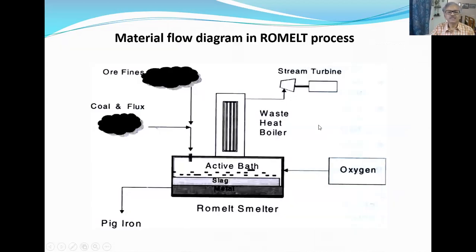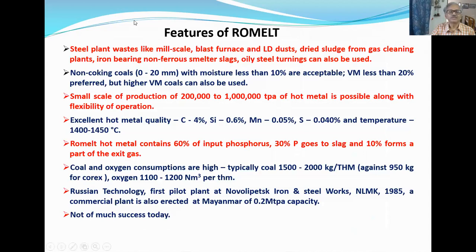So this is a single-stage process that is called the Romelt process. Here, basically, iron ore fines or coal fines are directly charged into the single unit. You melt everything and then you refine it. Okay, and in this case, you can find some active bath is there where basically slag metal refining also takes place. As a result, you can remove the impurities also to some extent. So the major advantages, the features of the Romelt process.